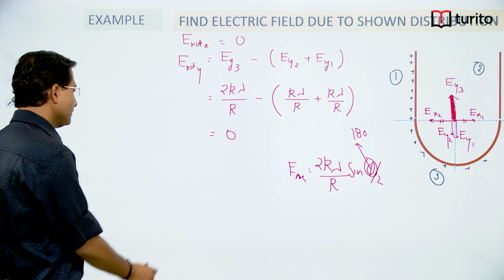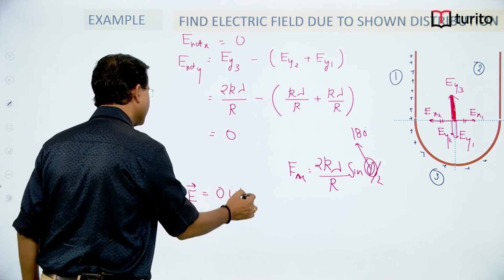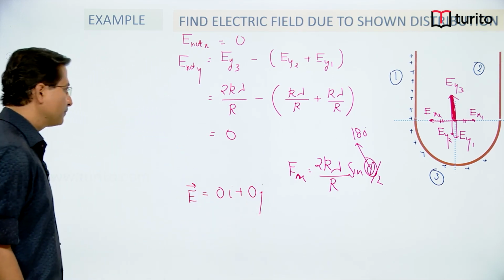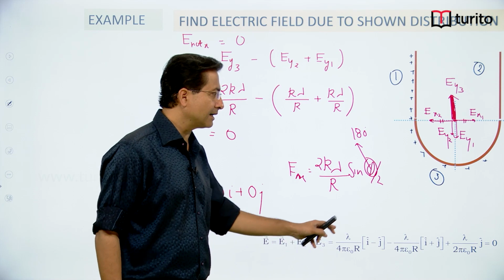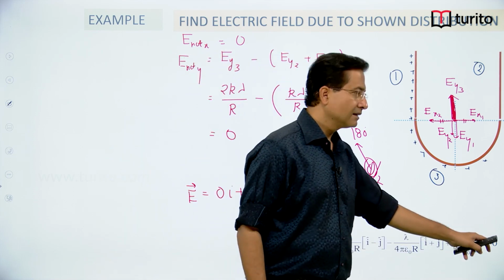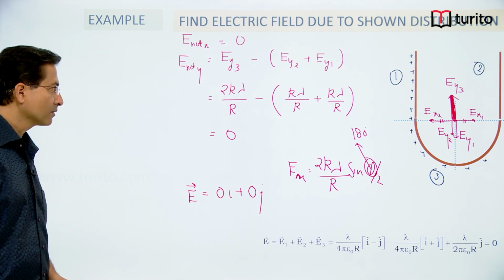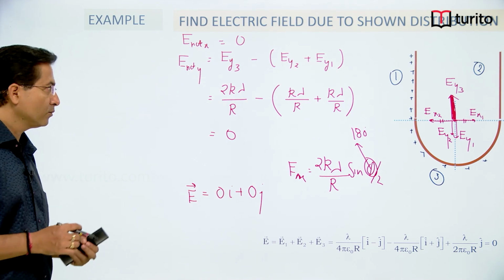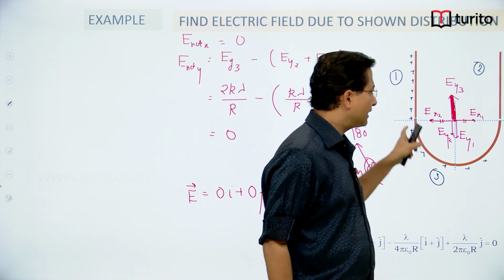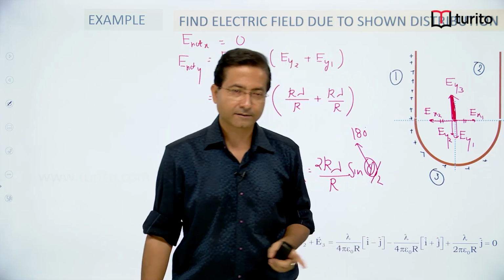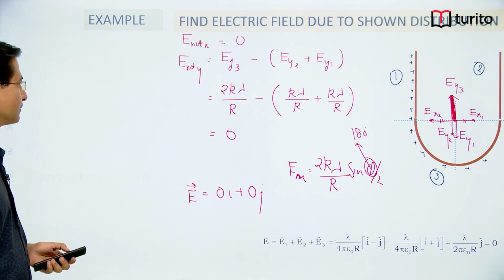So the net field is 0i plus 0j format, right. So you can see when I add first, second, third and I write vectorially everything, they will cancel each other and I will get 0i, 0j. So I hope the application of straight wire and arc both are clear, right. Let us move to the next one.